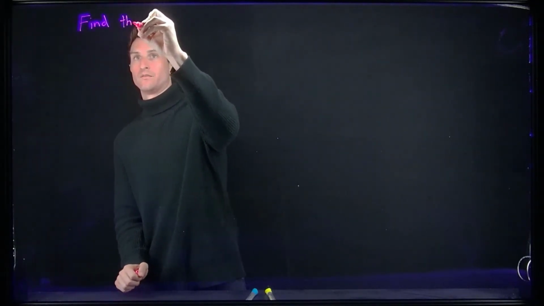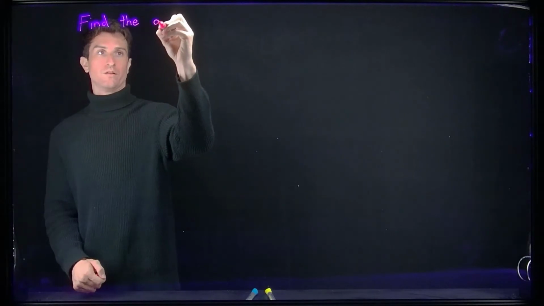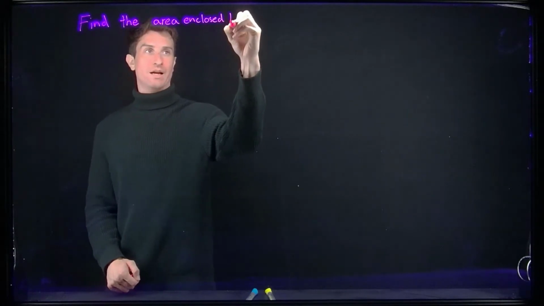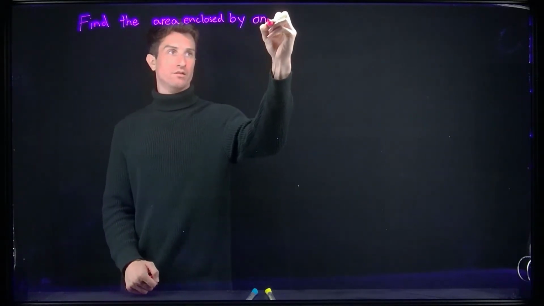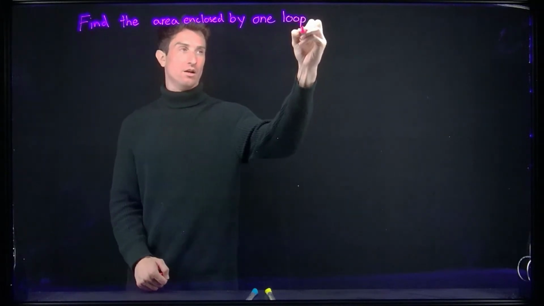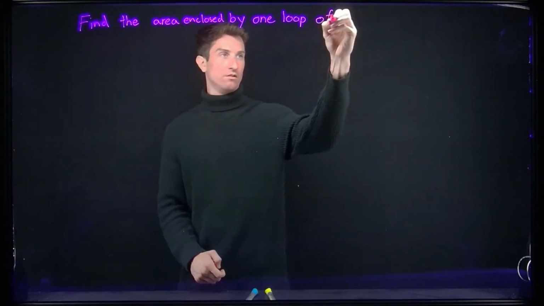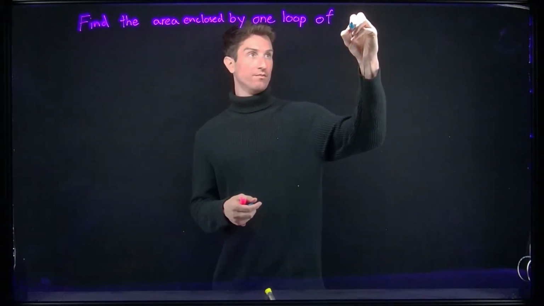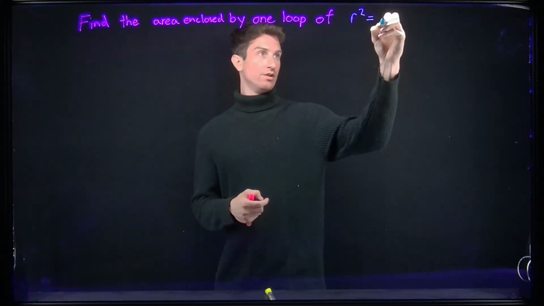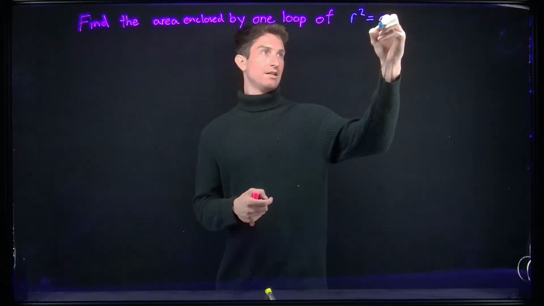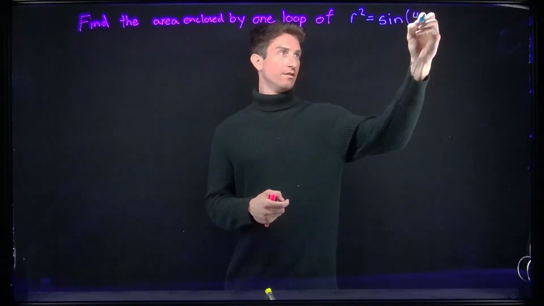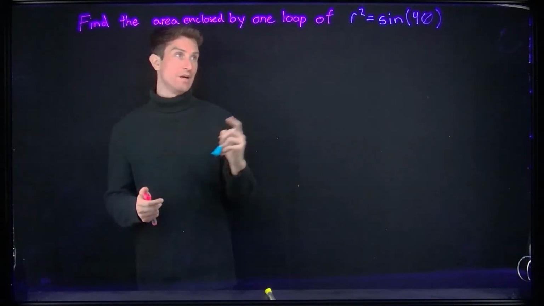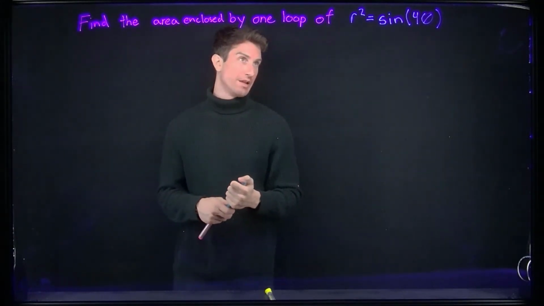the area, I'll write this way so I'm not enclosed by 1 loop of, in case you guys are copying down, and they give us r squared. R squared is equal to, it is going to be sine of 4 theta. So find the area enclosed by 1 loop of r squared equals sine of 4 theta.